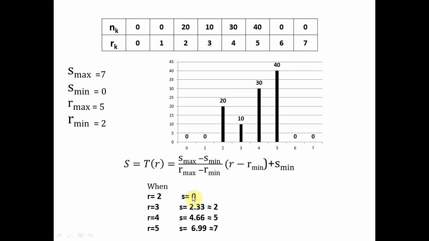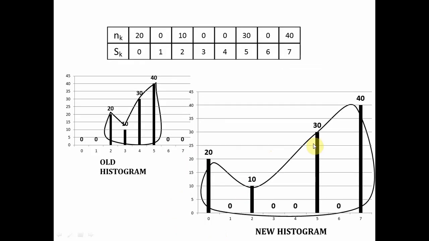When you were having 2 to 5, that is R minimum 2 and R max 5, now you have the new value, S minimum 0 and S max 7. It means you have stretched from 0 to 7. What will be the output? Now you have a new value.